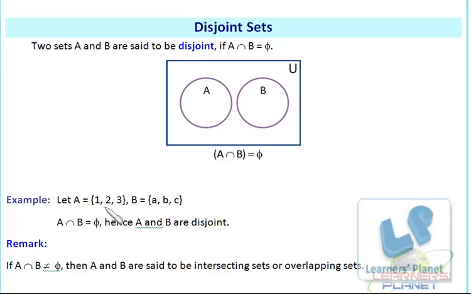Here A is 1, 2, 3 and B is a, b, c. You can see there are no elements common between these two sets. So no elements are common. That means A intersection B is phi, or a null set, and these two sets A and B are actually disjoint sets. And if A intersection B is not equal to phi, that means if it is not a null set, then A and B are said to be intersecting sets or overlapping sets. In that case, the situation will be like this. There will be some common portion between these two circles, and the common portion represents the common elements.